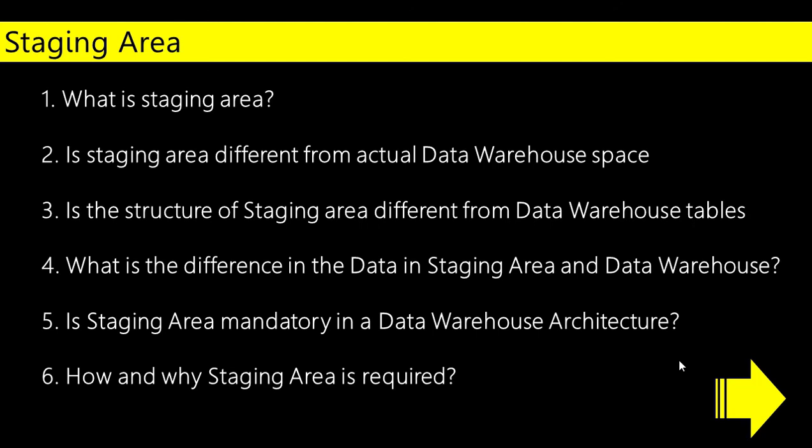The fourth point: what is the difference between data in the staging area and data in the data warehouse? The data in the staging area and the data in the data warehouse is totally different, as the data in the staging area is transactional data, whereas the data in the data warehouse is summarized or analytical data. To repeat again, the data in the staging area is transactional data. That is why we also refer to the staging area as OLTP systems and the data warehouse as OLAP systems. We'll talk about these concepts in the next video.